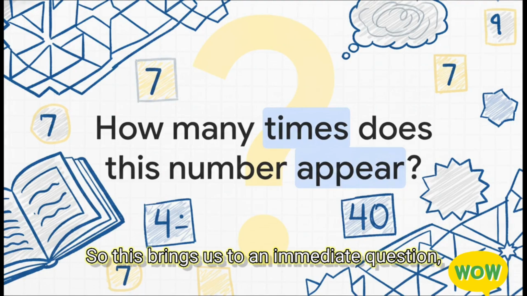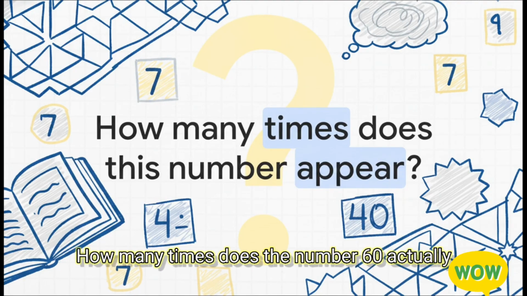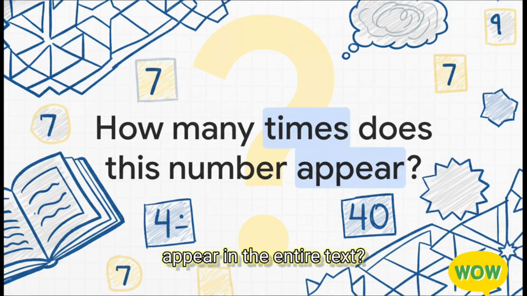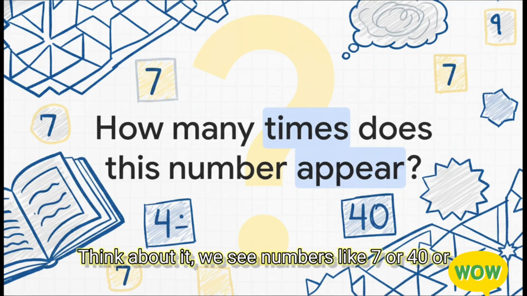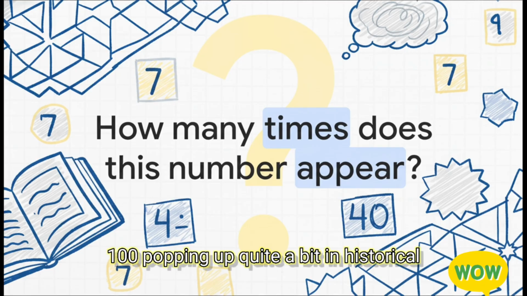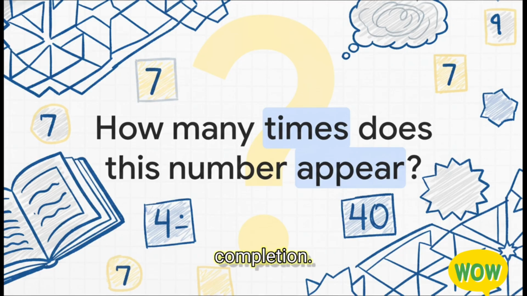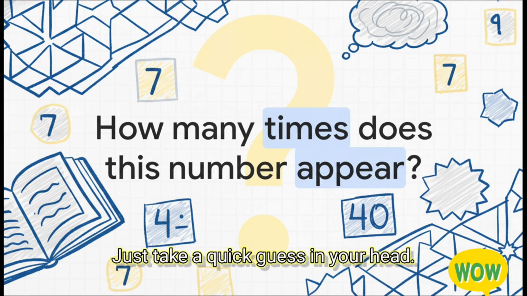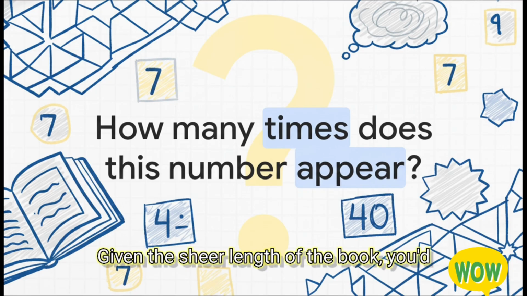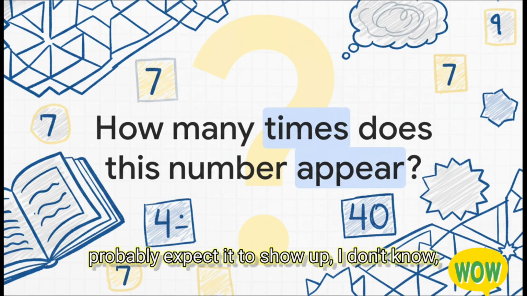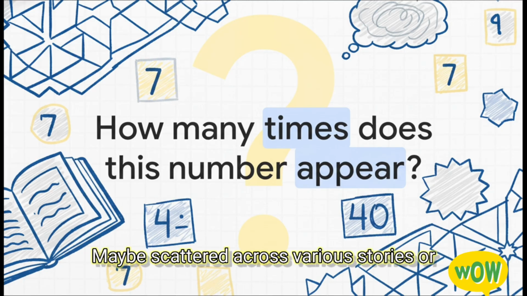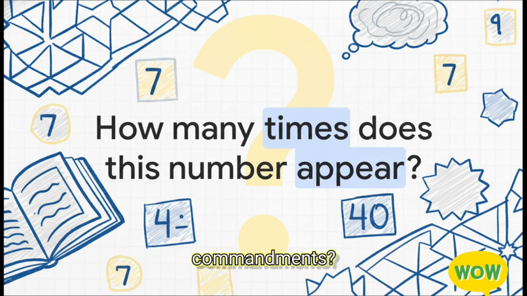So, this brings us to an immediate question, right? How many times does the number 60 actually appear in the entire text? Think about it. We see numbers like 7 or 40 or 100 popping up quite a bit in historical and religious texts. They're often used to signify magnitude or completion. But what about 60? Just take a quick guess in your head. Given the sheer length of the book, you'd probably expect it to show up a few dozen times? Maybe scattered across various stories or commandments?